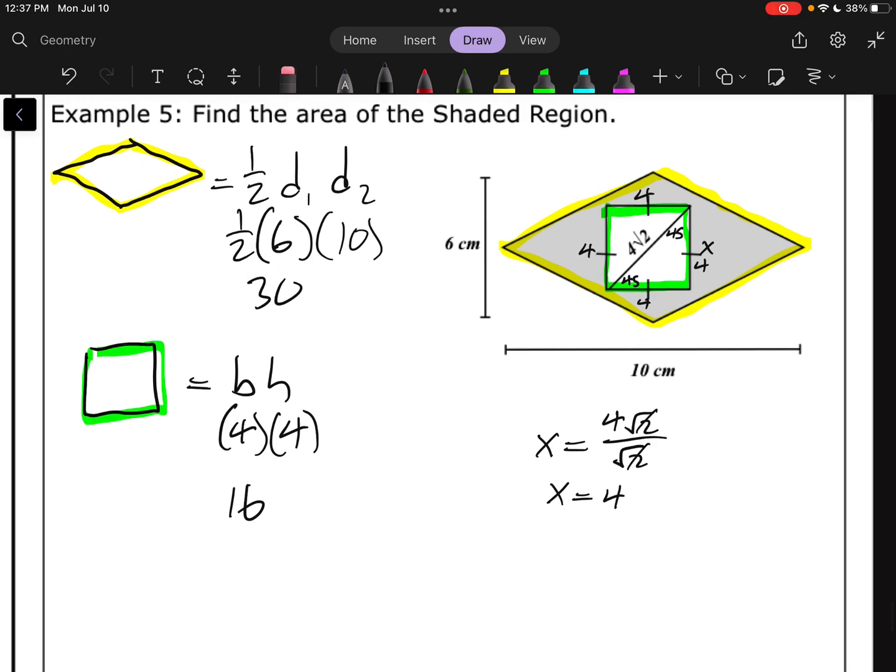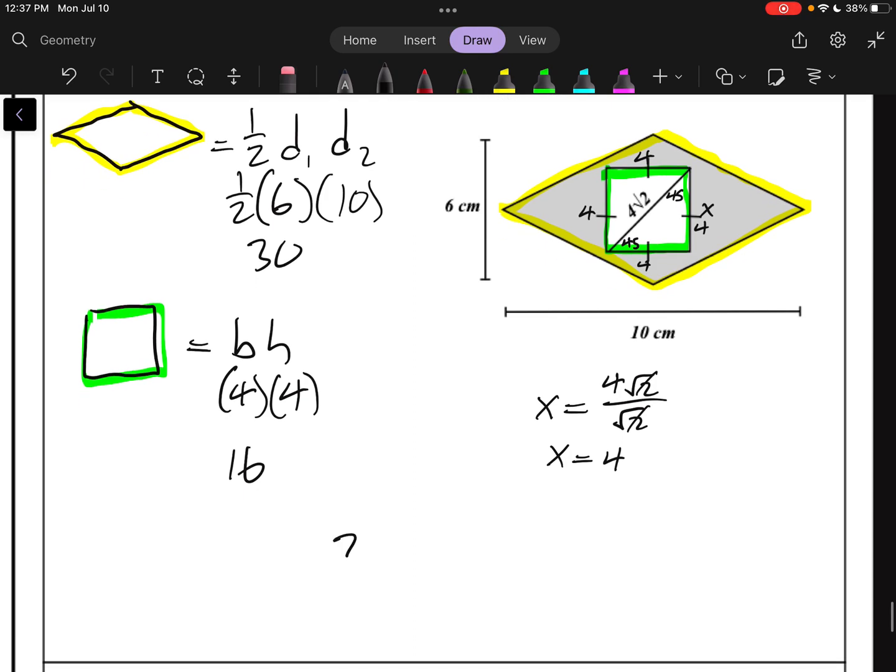So instead of adding the individual shapes on this one, if you've got this shaded region type question, you are going to subtract them. So this is going to be 30, that looked like a 36. This is going to be 30 minus 16 to get 14 centimeters squared.